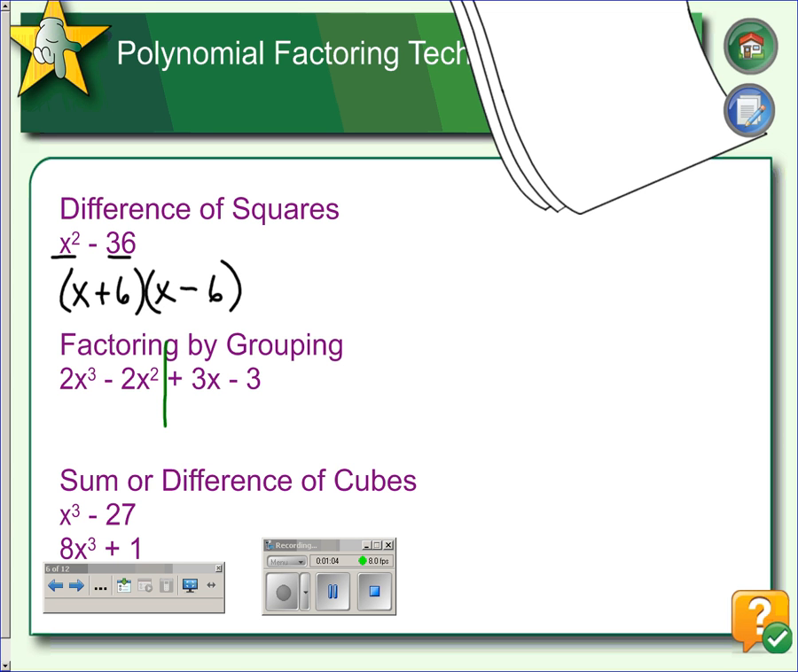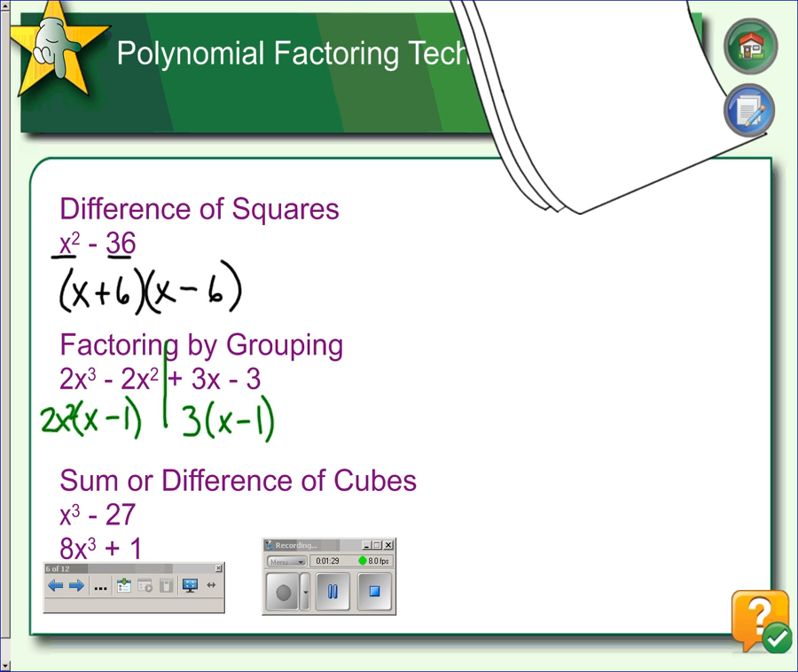What is the GCF on the left side? So we take out our GCF, which is 2x. Actually, it's 2x squared. That leaves us with x minus 1. Okay? Ignore the left side. Look at the right side. What's the GCF on the right side? So we take out a 3. That leaves us with x minus 1.